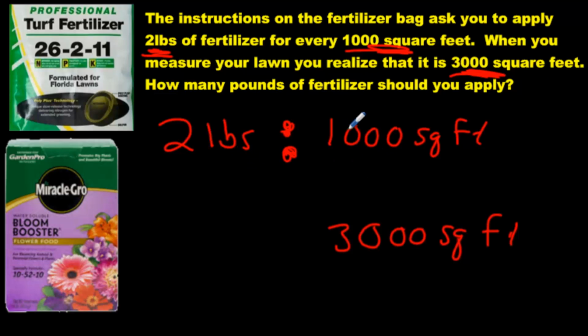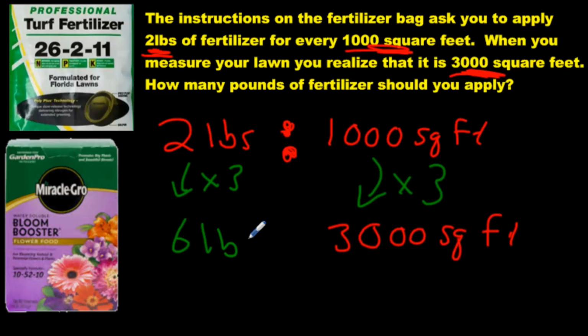What did we do here to the 1,000 to turn it to 3,000? Right. We multiplied by something. By 3. So what do you think we do to the 2? Exactly. And that's going to make 6 pounds. And that's going to make a great lawn.